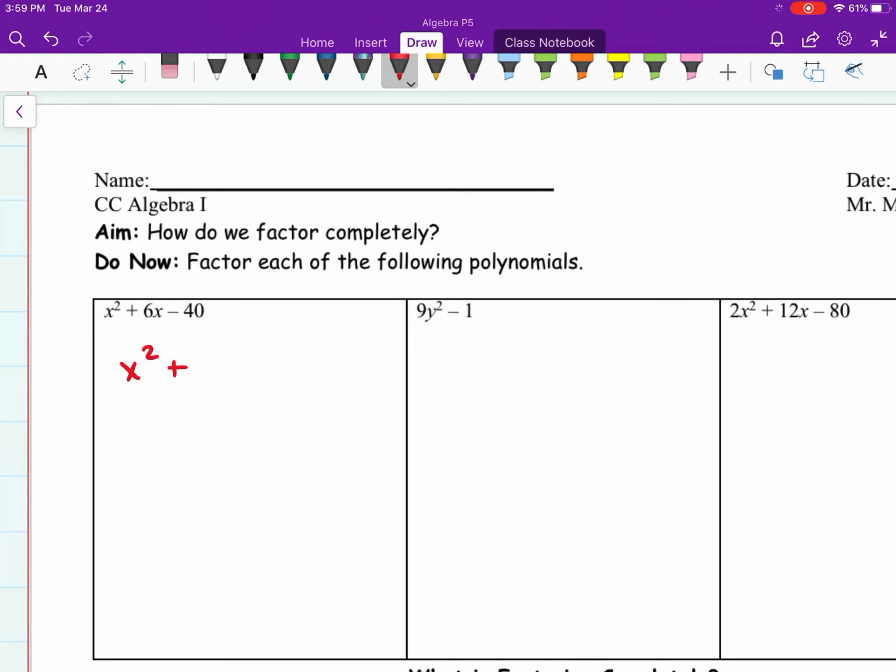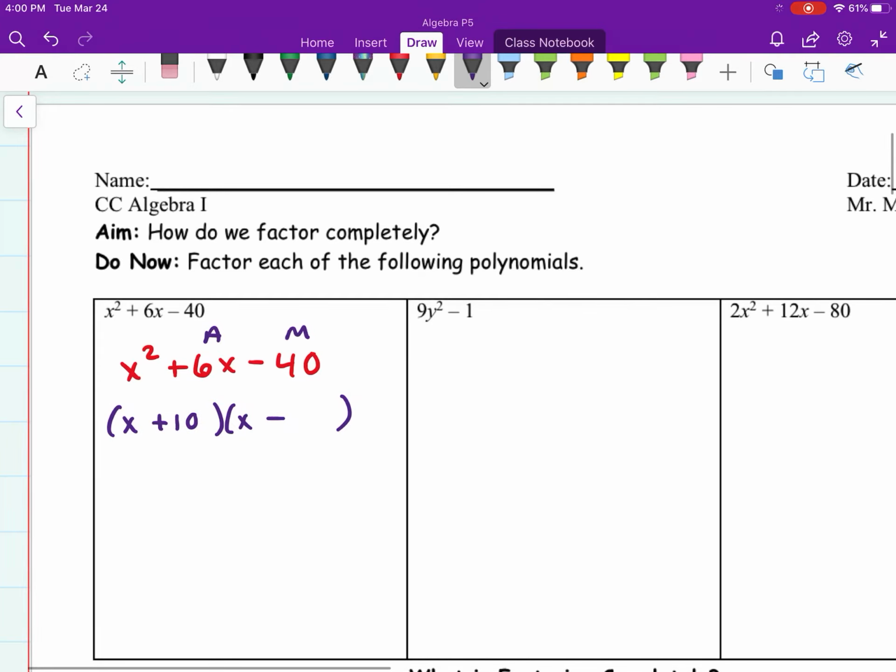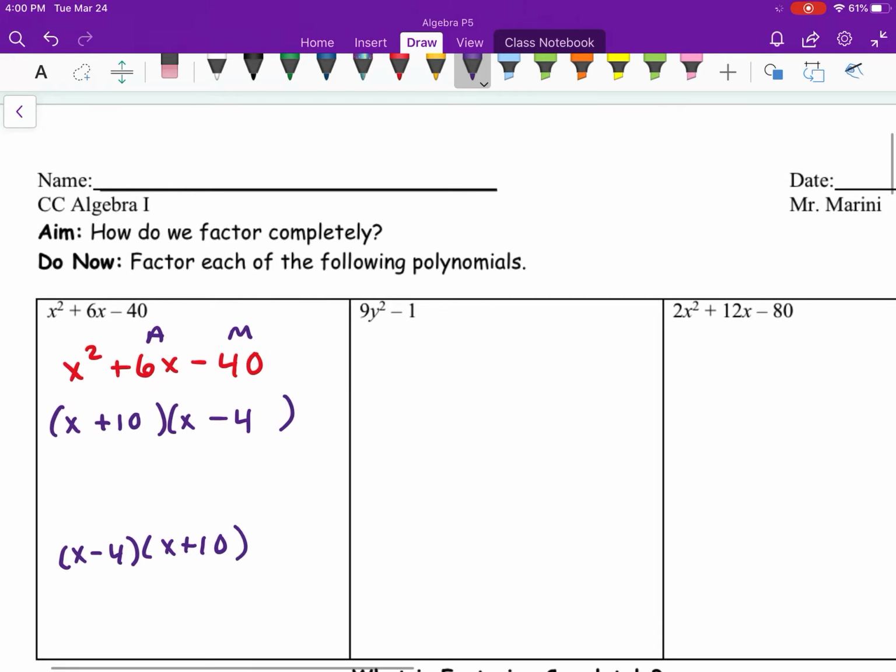So I'm going to rewrite the problem. And for AM, we go like this. Two parentheses. First term is x squared, so x times x. And now we get to think of numbers that multiply to negative 40 and add up to positive 6, which would be positive 10 and negative 4. If you feel like writing the answer like this, you can.